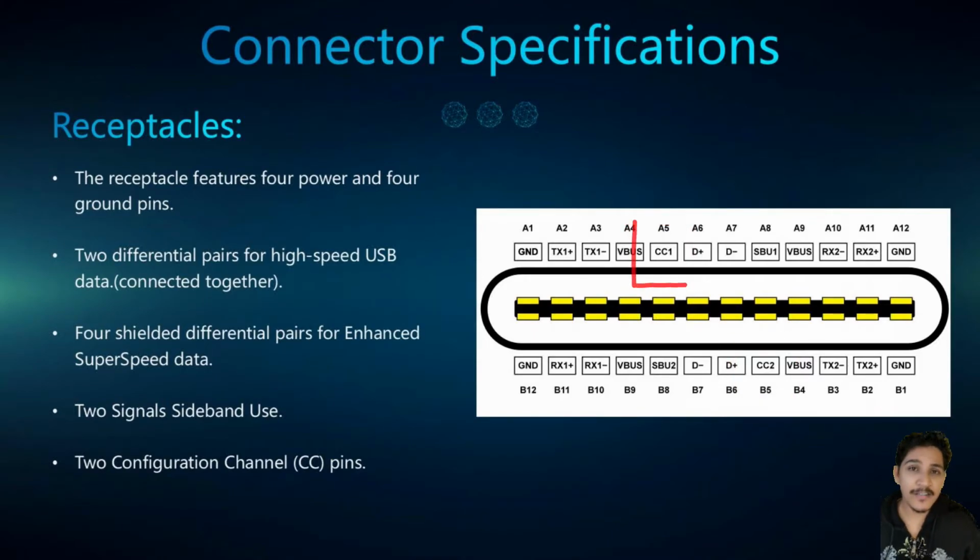Primarily, VCONN is used to power the optional electronics which are connected with this Type-C. Here the optional electronics is the e-marker chip, which I told you about in my last video.